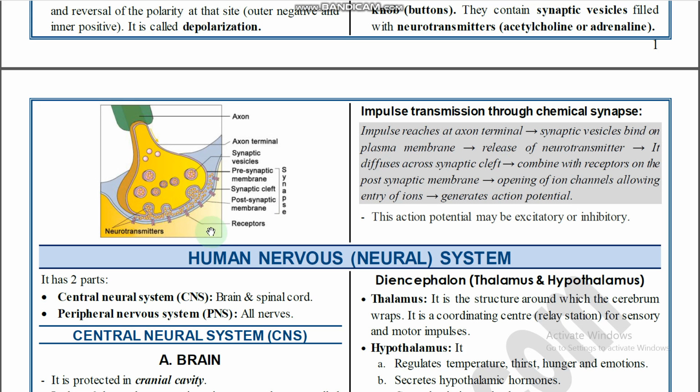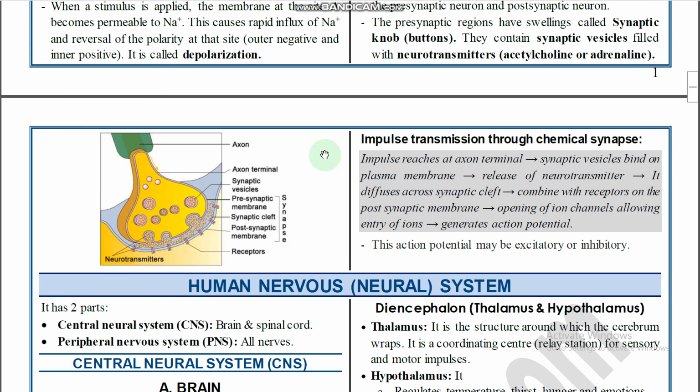So it may reach another neuron, or it may remain in that same neuron only, right? It causes excitation or inhibition, right? This is impulse transmission through the chemical synapse, right? This is also a most important topic.